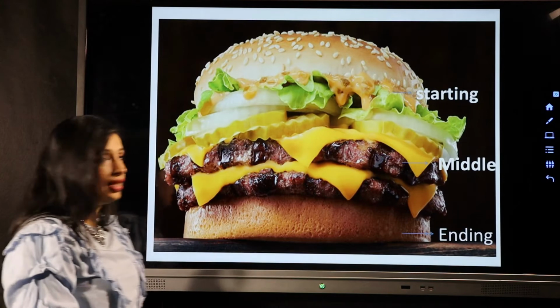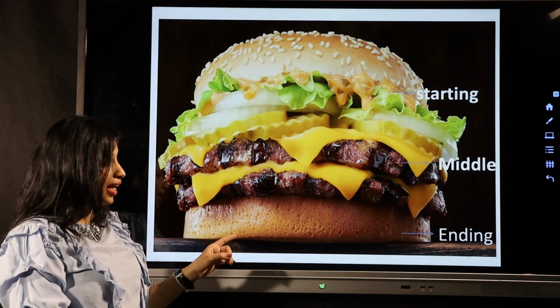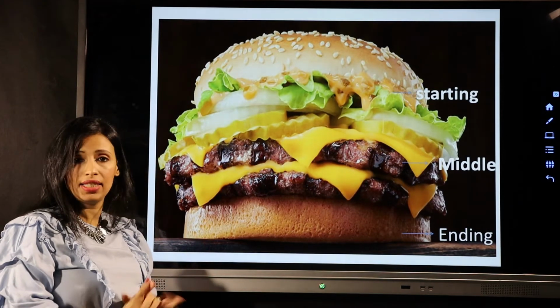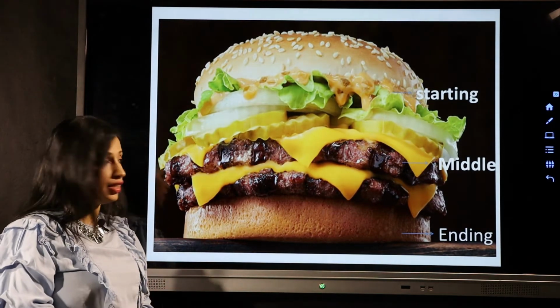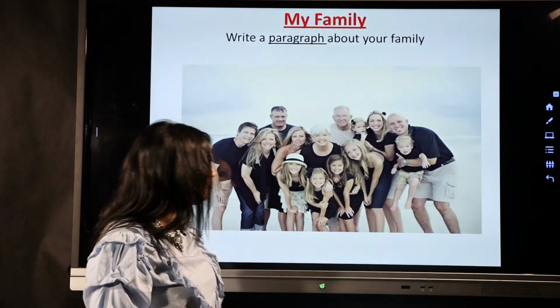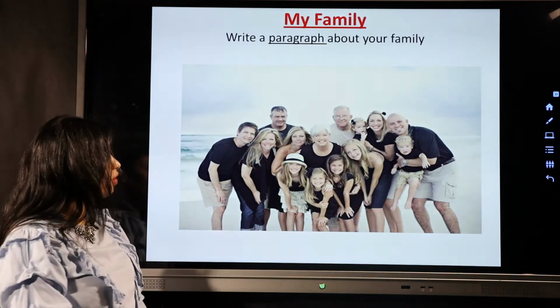The last thing is the ending. Okay, at the end you have to finish your writing by writing 2 or 3 nice sentences to tell the reader that you have finished your topic or writing.